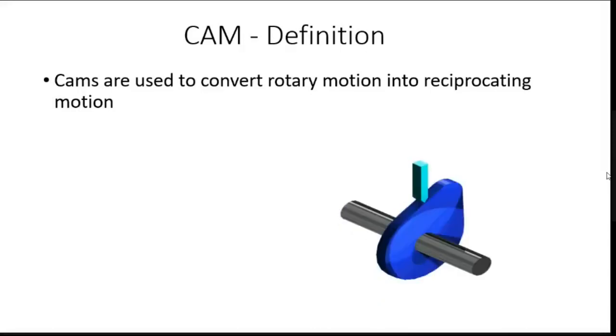This is an example of a cam. You can see that it is rotating, so the rotation is converted to a reciprocating motion, and the reciprocating is on the follower. The cam is what is rotating, in dark blue color, and the light blue color is your follower, which is touching your cam continuously. Based on the movement of that cam, it will reciprocate.